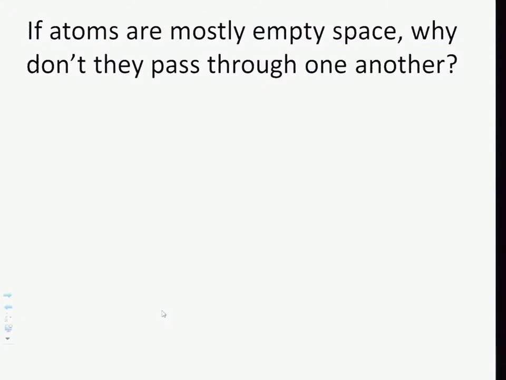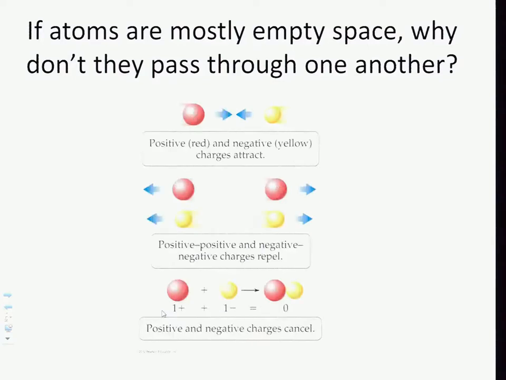If atoms are mostly empty space, why don't they pass through one another? Well, if you think about it, the nucleus is positive, the electrons are negative, so they attract. But if you have electrons floating around in that outer space, most of the volume of an atom, then as one atom comes close to another atom, those electrons can repel. They can repel each other because positive charges repel positive charges and negative charges repel negative charges.